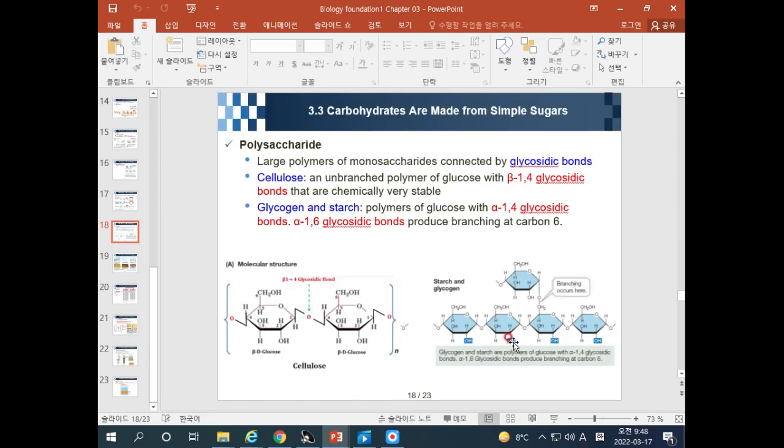So this is cellulose structure. Cellulose is composed of beta-D-glucose. Each beta-D-glucose is connected by a beta-1,4 glycosidic bond like this. So beta-D-glucose, beta-D-glucose, beta-D-glucose, beta-D-glucose, like this is cellulose. Okay. Cell wall is composed of cellulose.